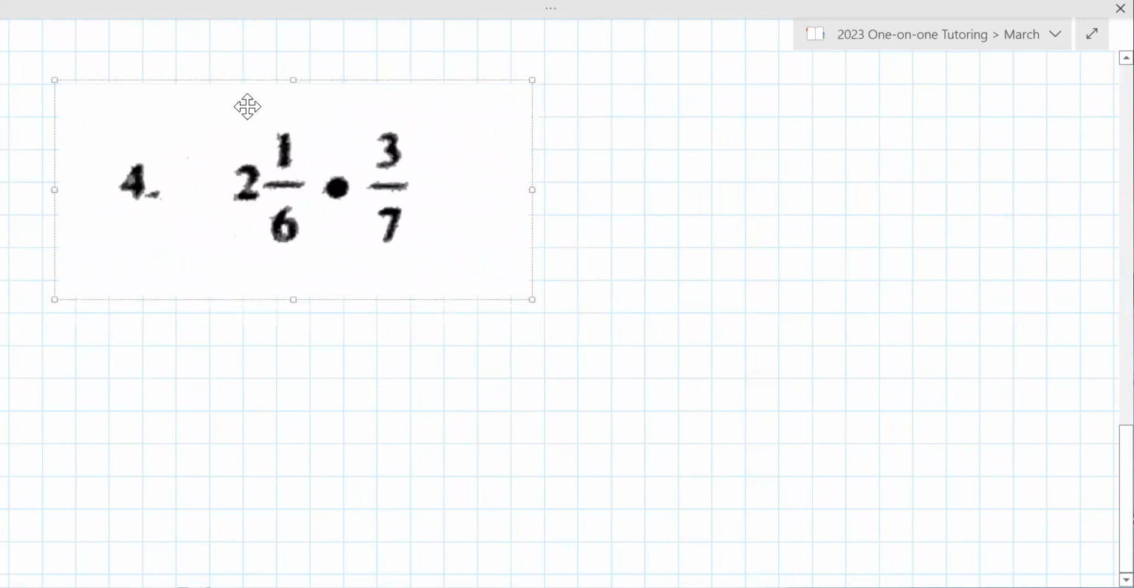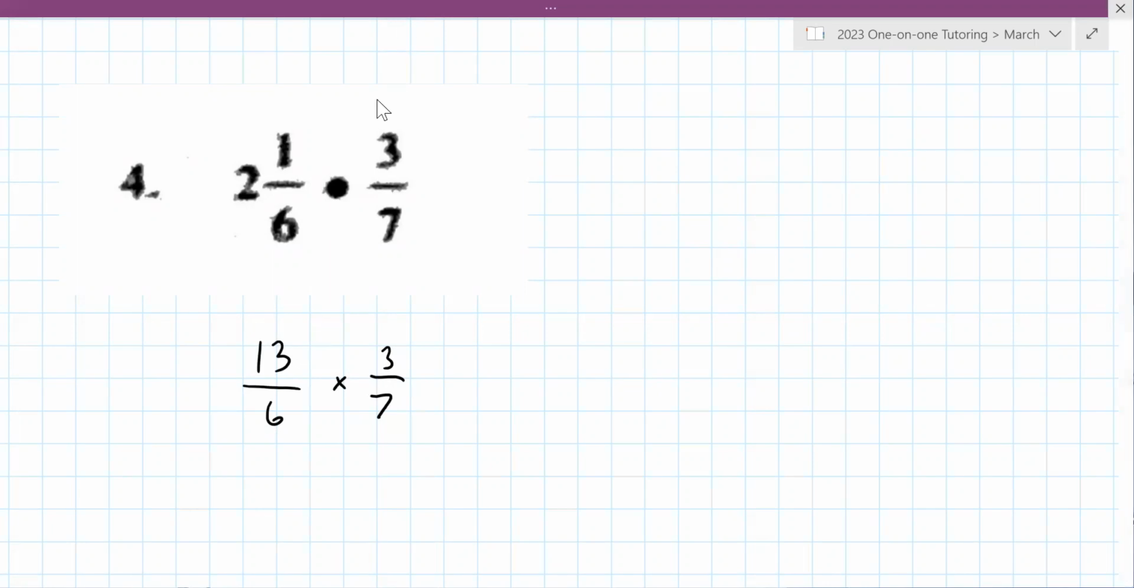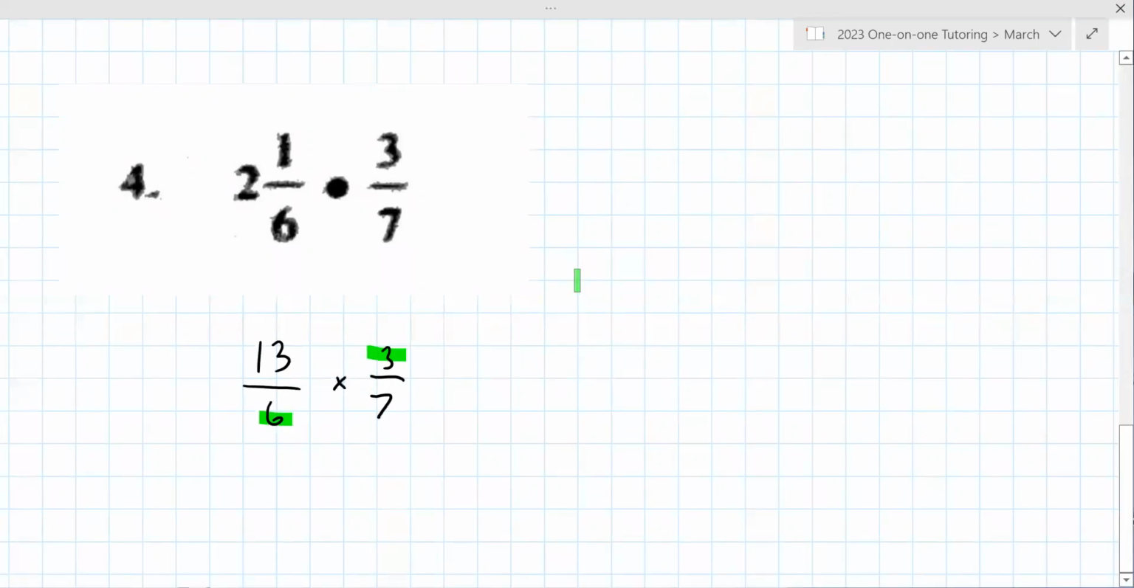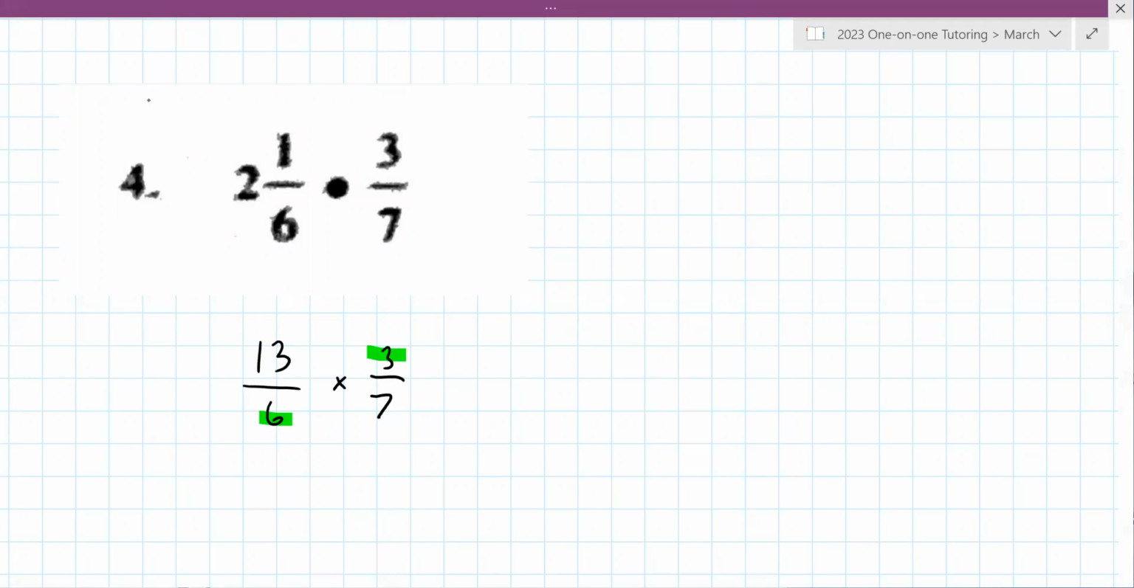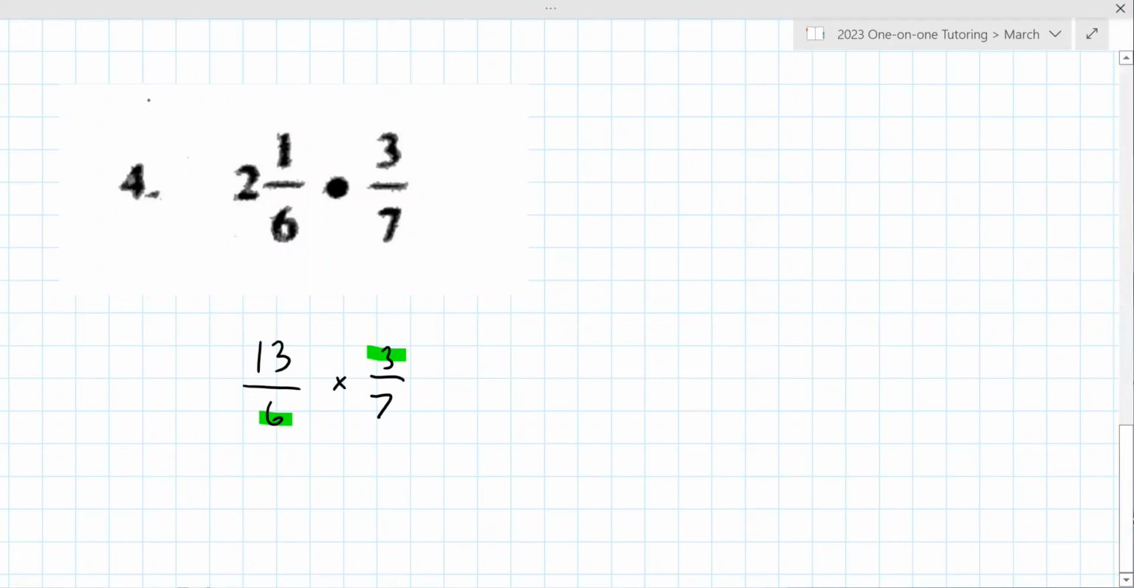Okay, convert this 2 1/6 to an improper fraction, please. Okay. 13 over 6. 13 over 6 times 3 over 7. So 13 is a prime number, 7 is a prime number, so you generally don't want to look at those. But what about the 3 and the 6? Is there a number that goes into both of those? Yeah. 6. Well, you're looking for the LCM of 3 and 6.